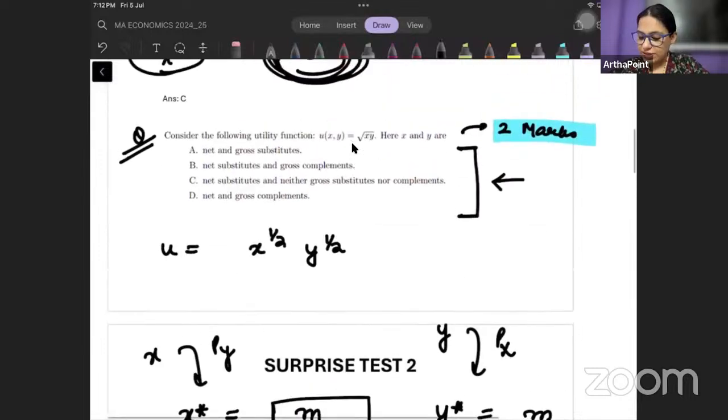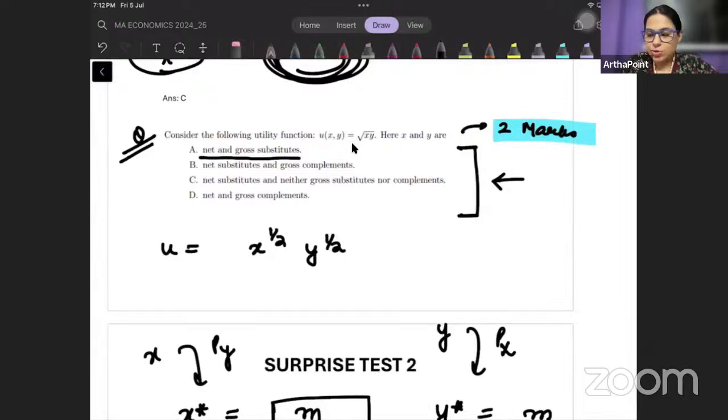So just look above once. Look at the options. This is net and gross substitute. Eliminated because they are not gross substitutes. Net substitute and gross complement eliminated. They are not gross complement. They don't have any relation only.